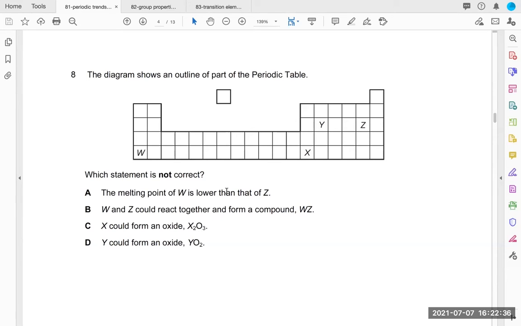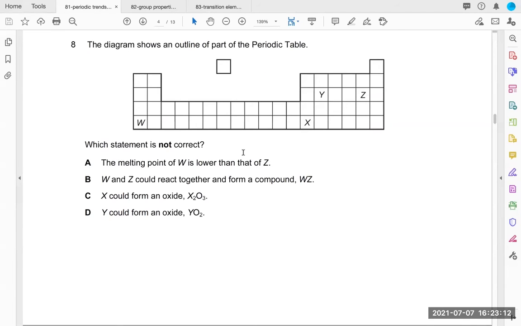So A is wrong. W and Z react together to form compound WZ. Now what is being said here? W is metal, Z is non-metal. W loses 1, Z gains 1. So they both have positive 1 and negative 1 charge. Okay, and that means that they will react in 1-to-1 ratio, because the ratio of charges is 1-to-1. So this is correct. They will form a compound WZ. They will have ionic bonding. W will lose 1 electron and Z will gain 1 electron for every atom that they have.